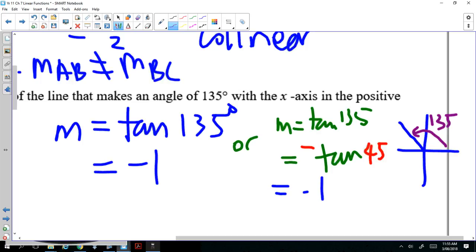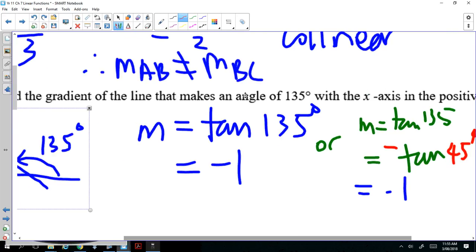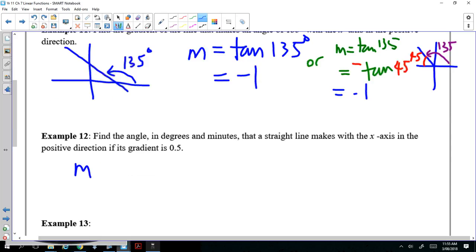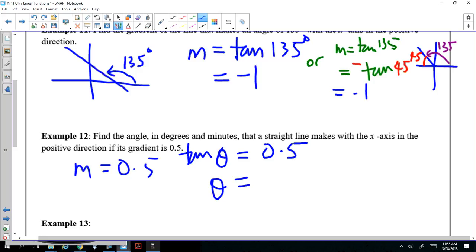Okay, next one. Find the angle in degrees, minutes that a straight line makes with the x-axis in the positive direction if its gradient is 0.5. So gradient is 0.5, we want to find the angle. So use the formula. Now remember, it is positive, so you just go tan inverse 0.5. Pretty easy. So you press the button. You get 27 degrees to the nearest minute. So press this button here, 26 and 34. 26, 34.